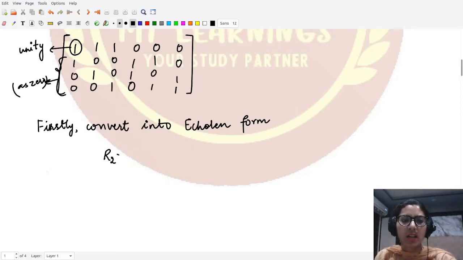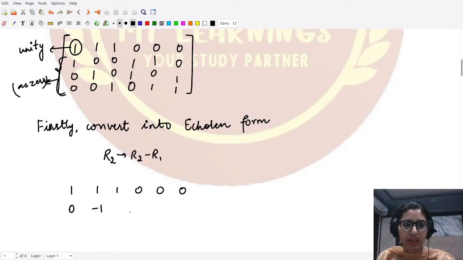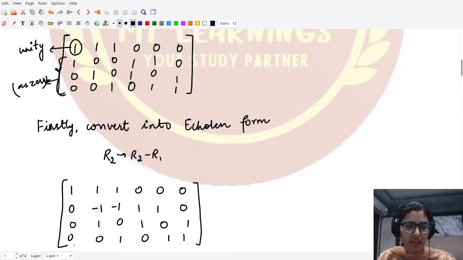We can apply on R2 the operation R2 minus R1, so that the first row is as such 1 1 1 0 0 0. The second row would be 1 minus 1 is 0, 0 minus 1 is minus 1, 0 minus 1 is minus 1, 1 minus 0 is 1, 1 minus 0 is 1, and then 0. The third and fourth rows we can just copy down as such. So this is the matrix where the first column is in the required form.